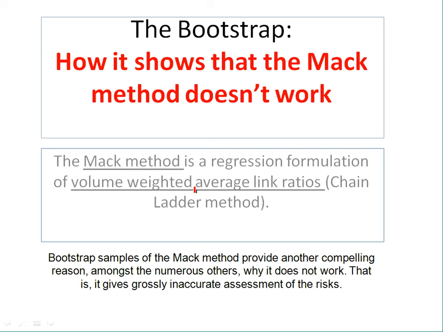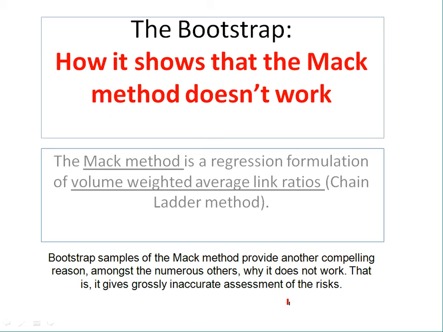Now, what's the MAC method? The MAC method is a regression formulation of volume-weighted average link ratios, and even though we have explained this method before, how you formulate link ratios as regression estimators, whether it's arithmetic average, volume-weighted average, or any other type of average, we are going to explain again the part of what's called the extended link ratio family modeling framework, where the MAC method is the default starting model.